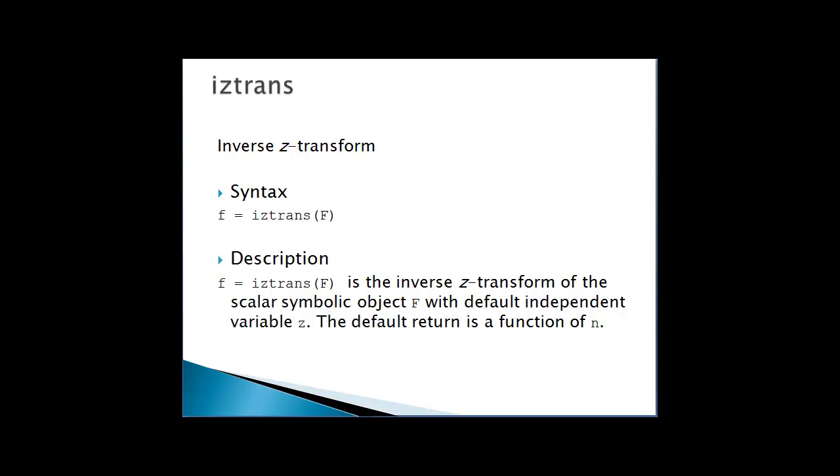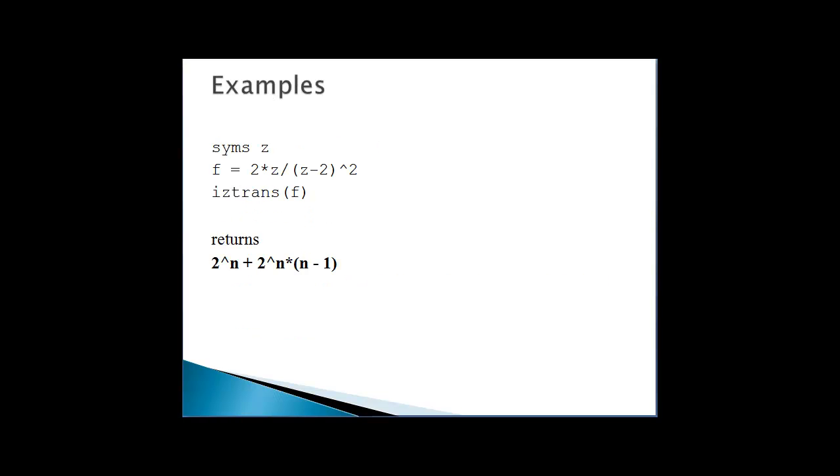Now for finding the inverse Z transform, we have the function iztrans, and in the bracket you have to write the function that you have to calculate the inverse Z transform of. Here iztrans of f is the inverse Z transform of the scalar symbolic object f, that is a function with the default independent variable z, and the default return is a function of n. So in this way n, z and f are connected.